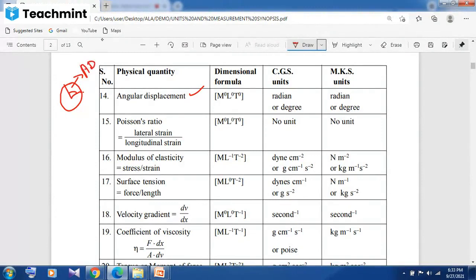Angular displacement. Okay, that means in a circular motion, how much angle is covered, that is what angular displacement means. So now, what is the unit of angular displacement? You might be knowing, that is radian or degree. There are two ways of representing angle, students. In maths also you will learn about it, no? So angular displacement means the angle covered during a circular motion of a body.